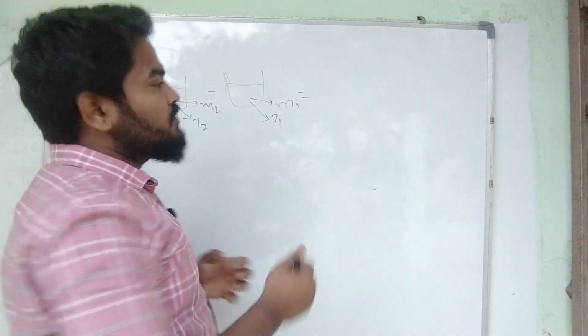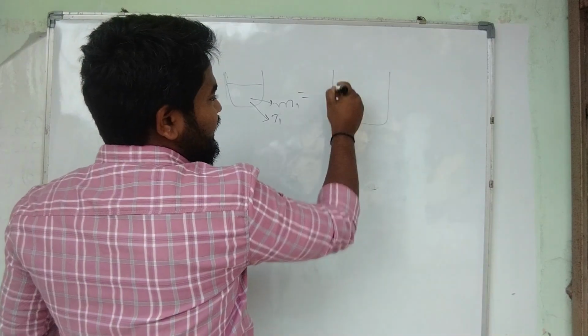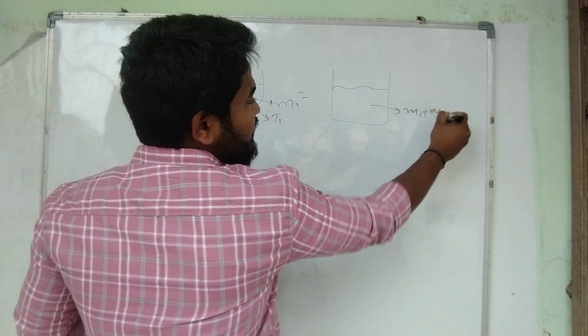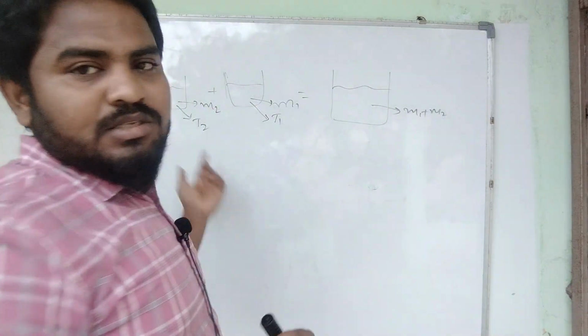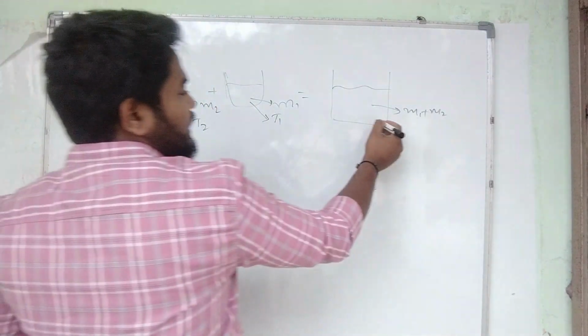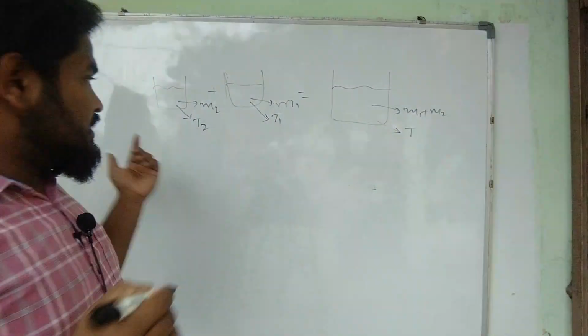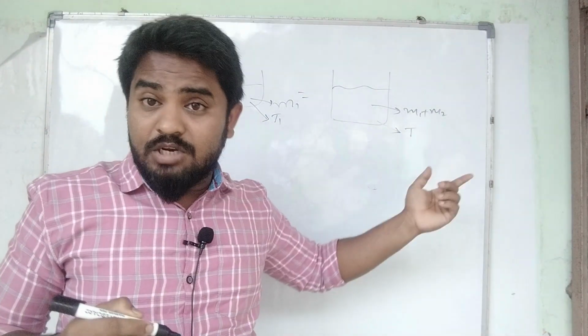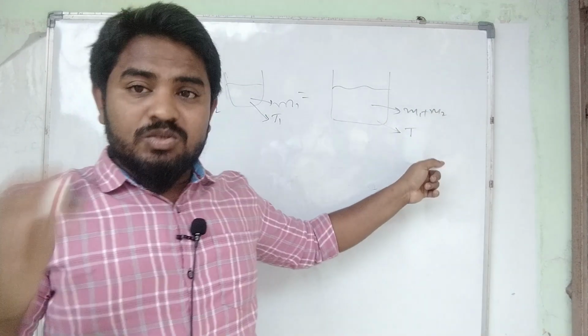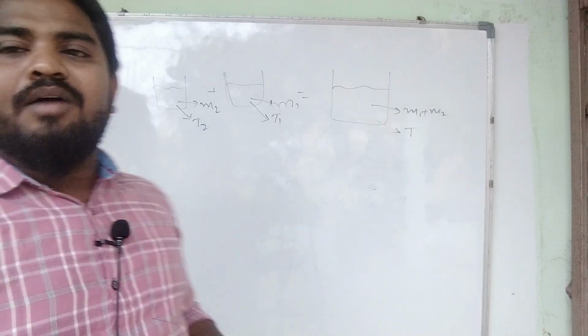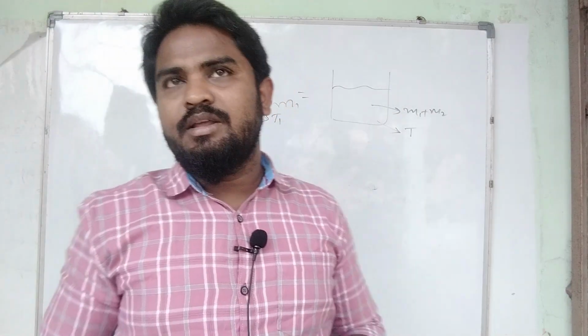As we have mixed both of them, the resultant mass is m1 plus m2, the mass of those two substances, and the temperature is capital T. I cannot say it is either T1 or T2 or T1 plus T2 like the mass, right? So let me take the final temperature as T. Now I have to derive the equation for it.